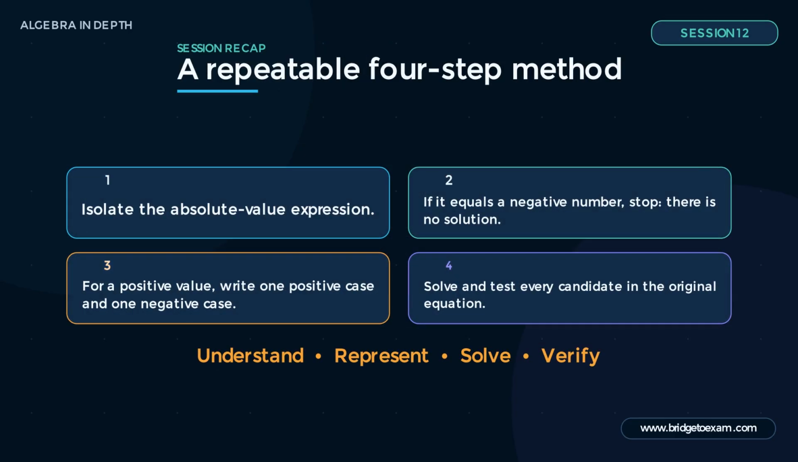Session 12 recap. Isolate the absolute value expression. Next, if it equals a negative number, stop. There is no solution. Then, for a positive value, write one positive case and one negative case. Finally, solve and test every candidate in the original equation. A complete solution shows the reasoning, checks the result, and states what the answer means.